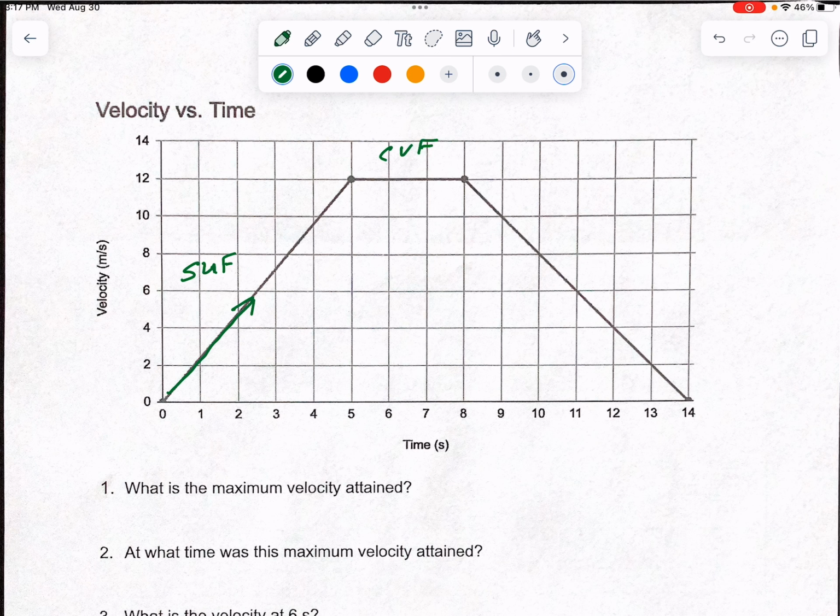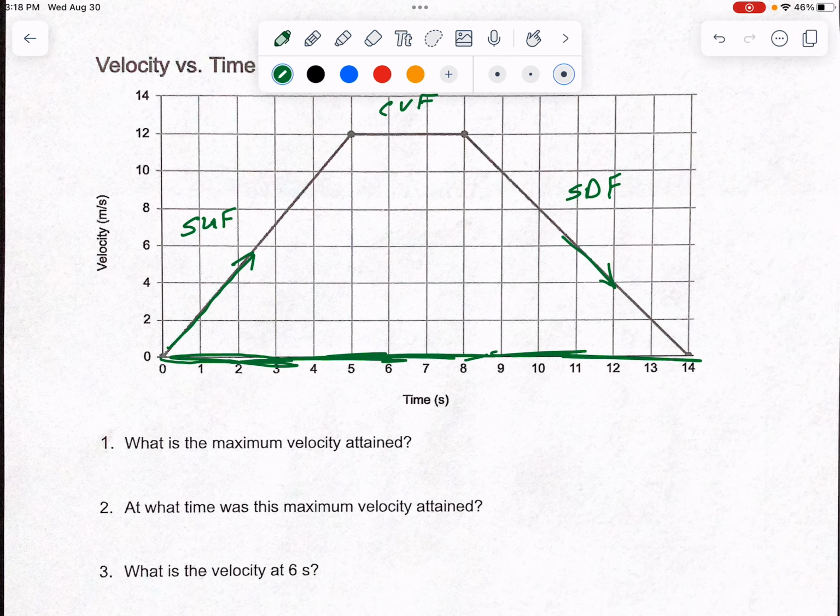And then at 8 seconds is where you got to be careful. It's not that you turn around, it's just that you start to slow down. And you're still going forward, you're just slowing down because you're approaching 0. So remember this x-axis, you got to really pay attention to this x-axis here because that is your 0 line.